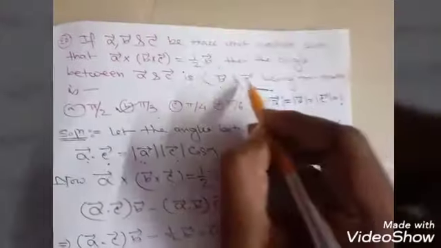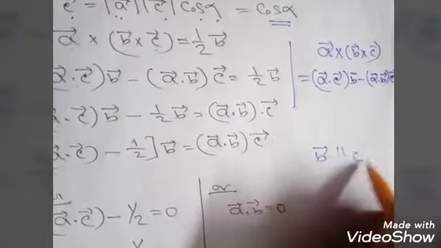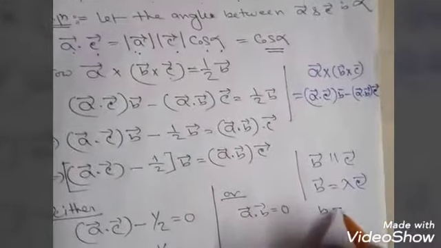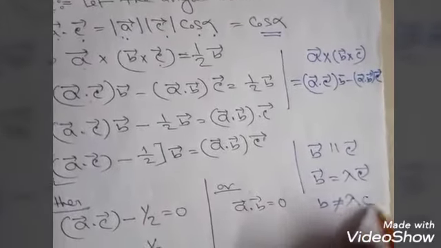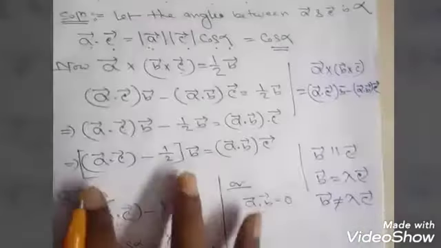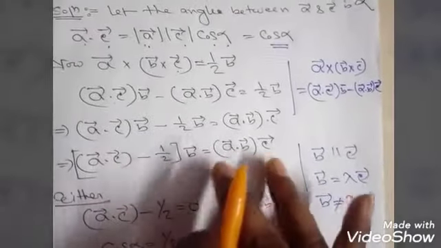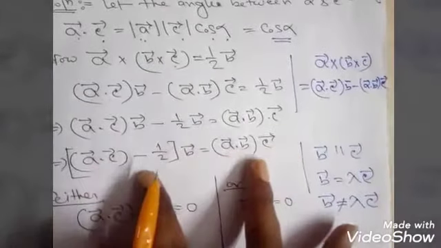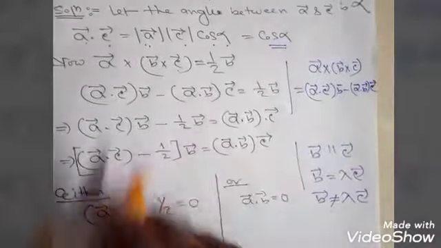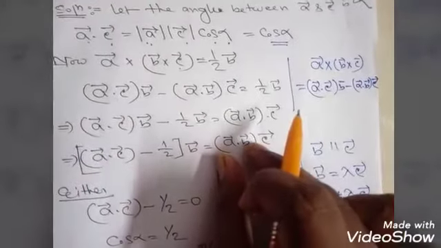Now b and c vectors are non-parallel. If they are parallel, suppose b vector parallel to c vector, that means b vector equal to lambda c vector, we can say. But as it is given non-parallel, b vector is not equal to lambda c vector. So we cannot write it. So as this vector b equal to a dot b c vector is not possible, b and c are non-parallel vectors, so this must be 0 and this part must be 0.